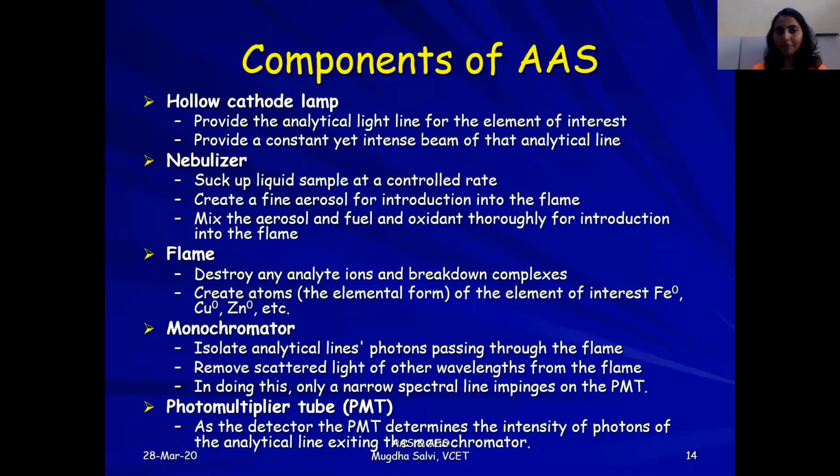Then the monochromator isolates analytical lines, photons passing through the flame, and removes scattered light of other wavelengths such as from the flame, and in doing this a narrow spectral line will come out to the photomultiplier tube for detection. The detector is normally the photomultiplier tube because the line is a very fine line and of a lower intensity, so it needs to be amplified. As a detector, the PMT determines the intensity of the photons, the analytical line of these monochromators.